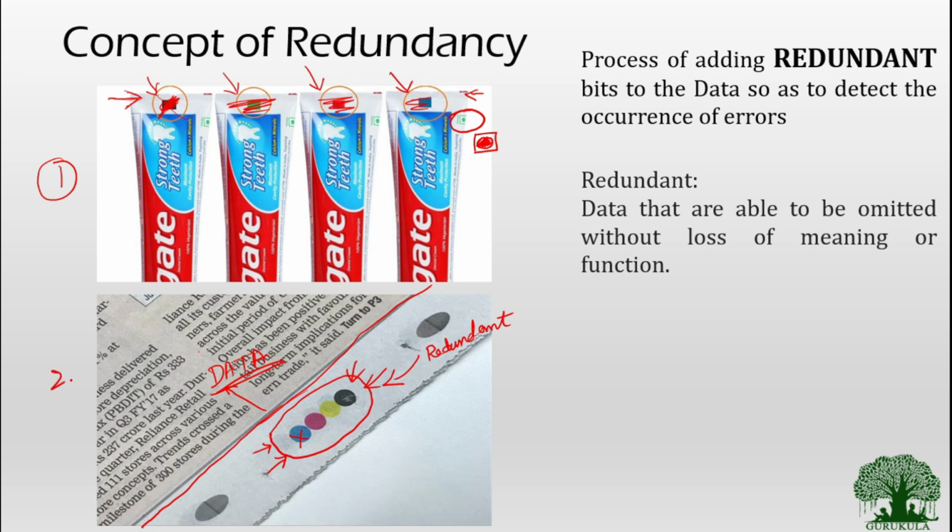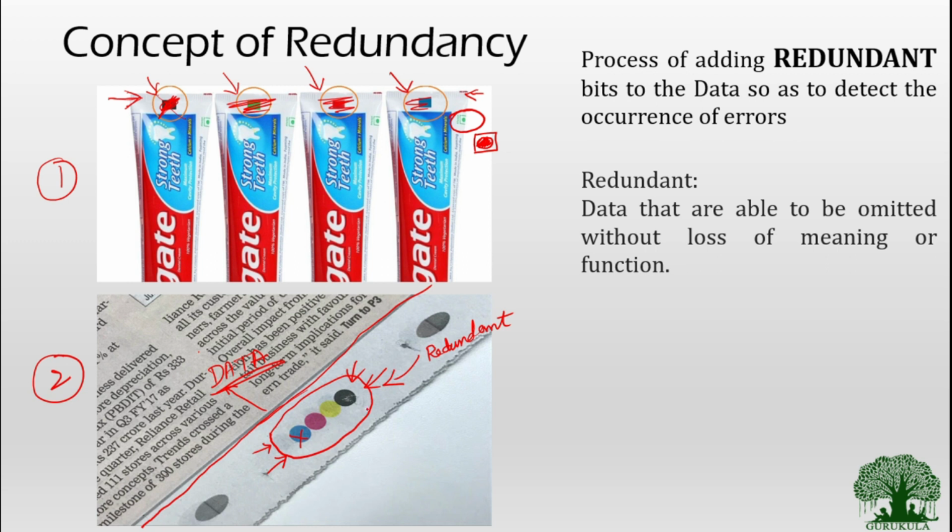As for the second example, this redundancy does not carry any useful information for the end users. It is only for printing purposes. The printing publishers or printers will be bothered about this color representation. Other than that, the final consumers or end users will not bother about what information these color circles carry. So in this case, these color circles are redundant information.